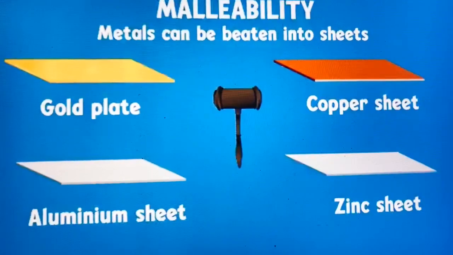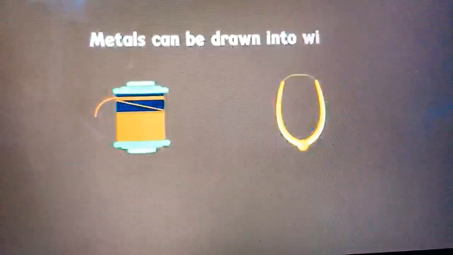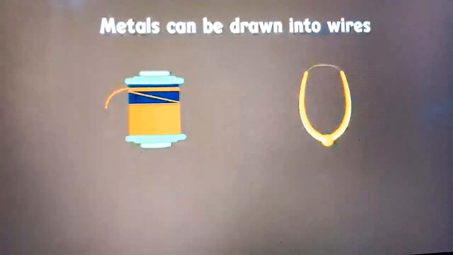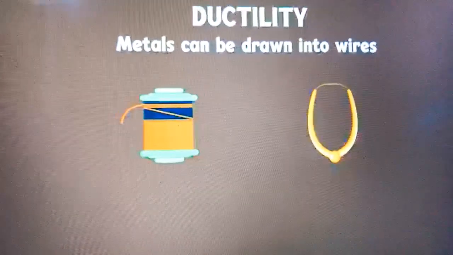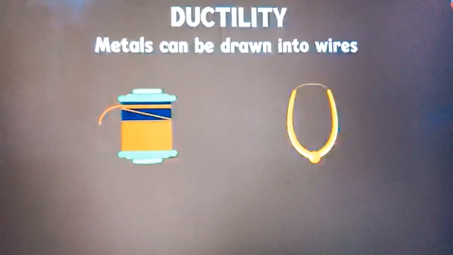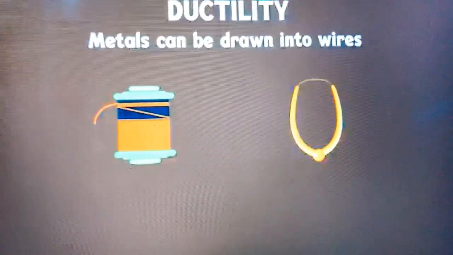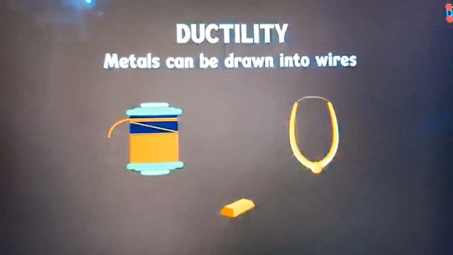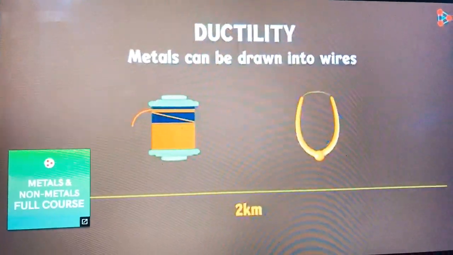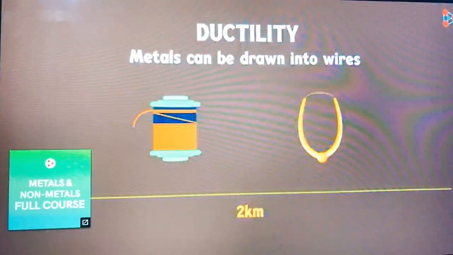Do you know another important property of metals? Have you ever seen copper wires or thin gold wires used to make jewelry? Metals, by nature, can also be drawn into wires. Do you have any clue as to what this property is called? It's called ductility of metals. The ability of metals to be drawn into wires is called ductility. There is an amazing fact I want you to know. A single gram of gold can be drawn into a 2-kilometer long wire. Isn't that amazing? Well, there are some more interesting properties of metals.